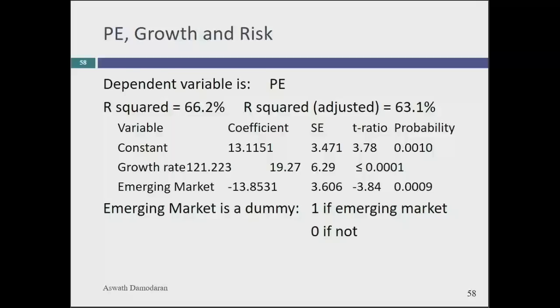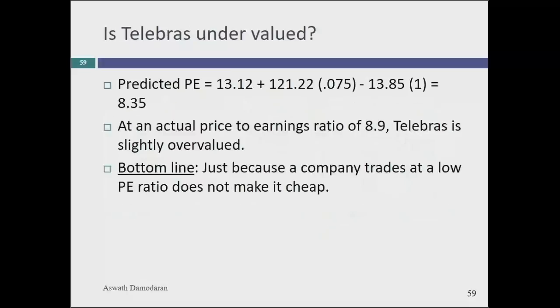Now, why did I do this? Because I thought Indosat and Telebras look cheap, right? Now, how do I answer that question? I go in and plug in the growth rate, for instance, in Telebras, 7.5% growth rate, plug in the fact it's an emerging market telecom company, I get a predicted P/E of 8.35. At its actual P/E of 8.9, it looks like Telebras is actually overvalued, not undervalued, once I control for growth and risk.